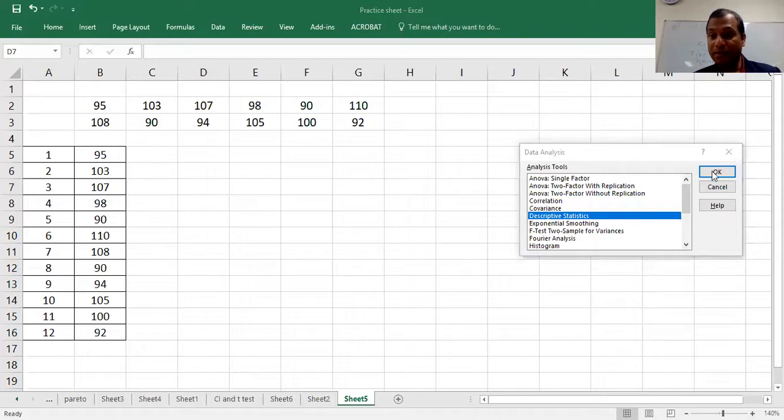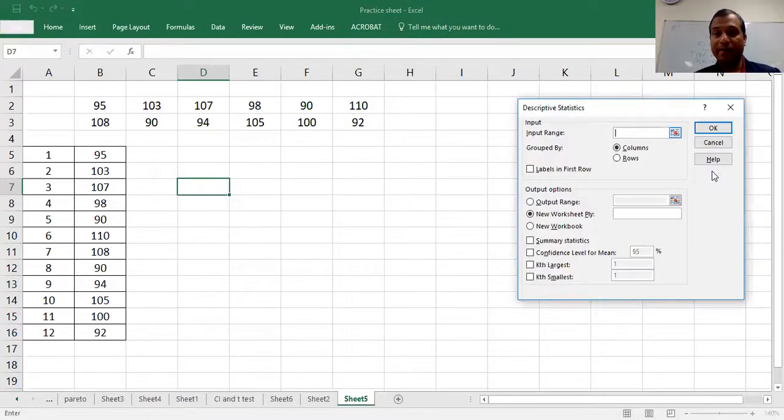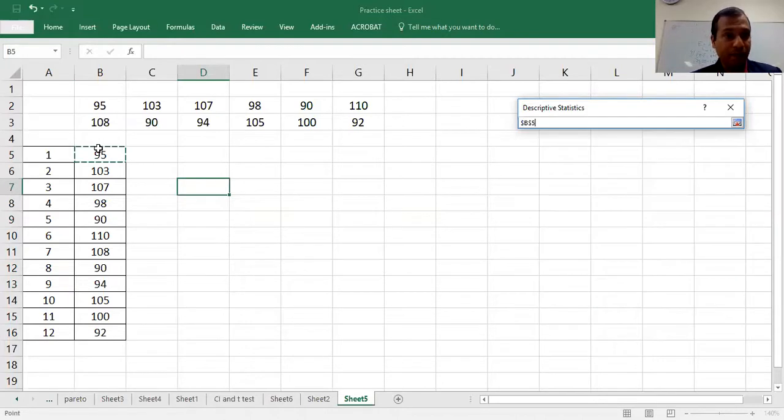In the descriptive statistics, they're asking for the input range. So click here and give the input range. The column, in my laptop, is B5 to B16. Then enter.